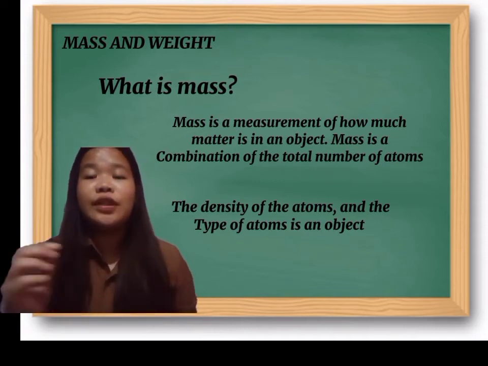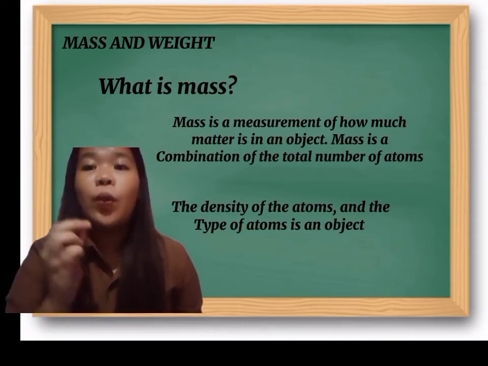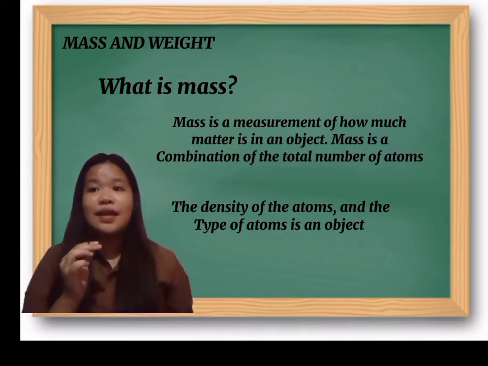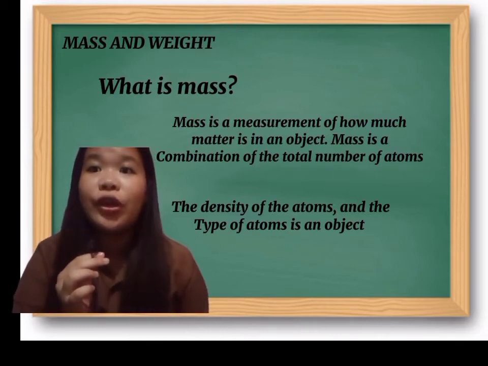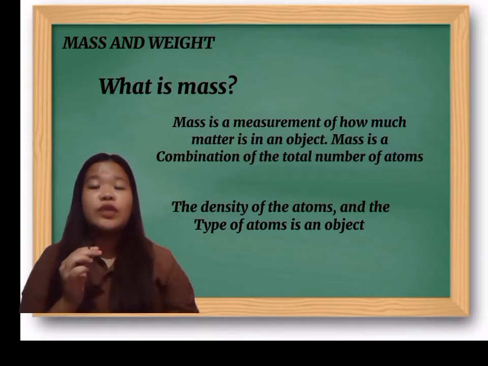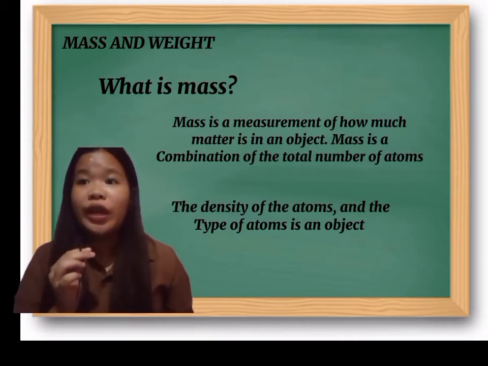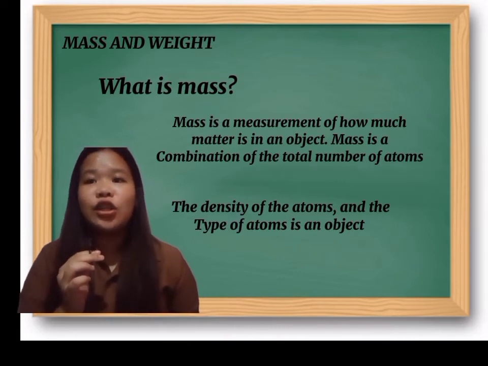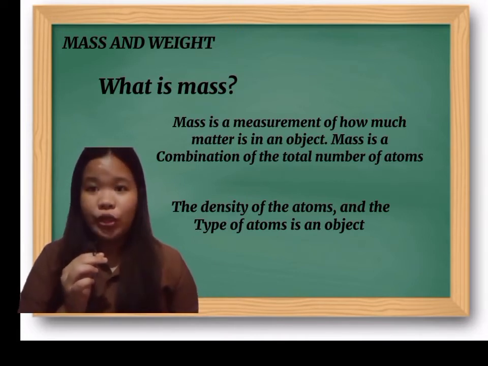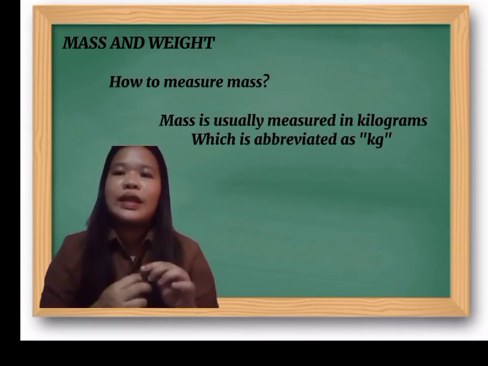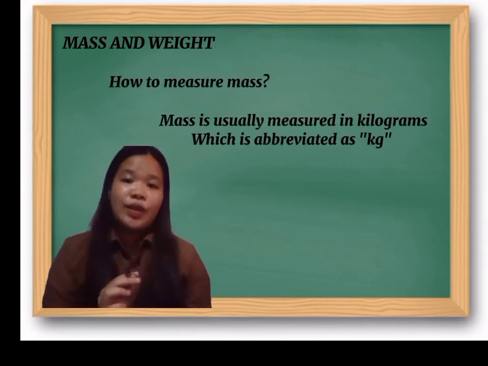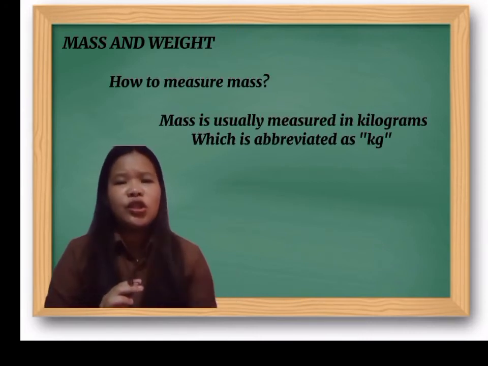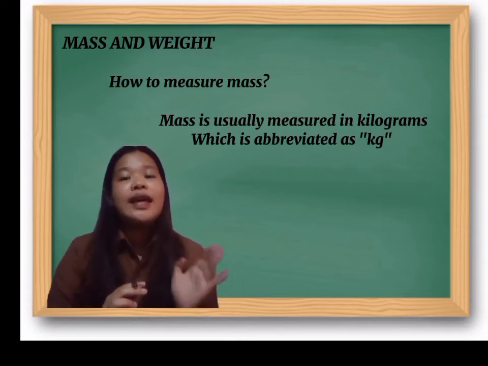So first, let me define what is mass. Mass is a measurement of how much matter is in an object. Also, mass is a combination of the total number of atoms, the density of the atoms, and the type of atoms in an object. So how to measure mass? Mass is usually measured in kilograms, which is abbreviated as kg.